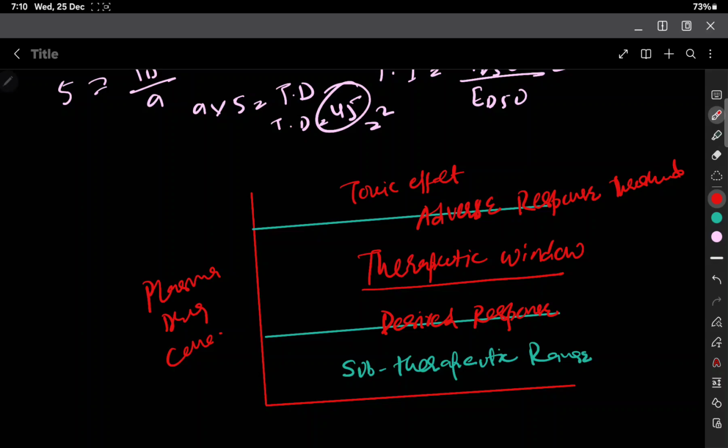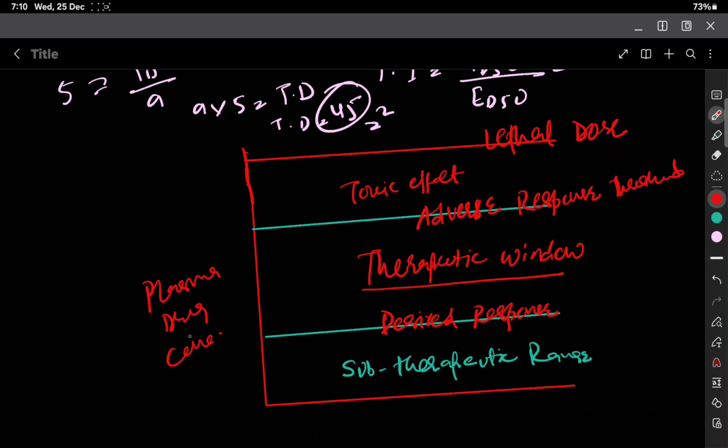This whole area. And further, if we increase the dose of the drug, then this will be called the lethal dose of the drug. So these are the different terms which we will use for any of the drugs.